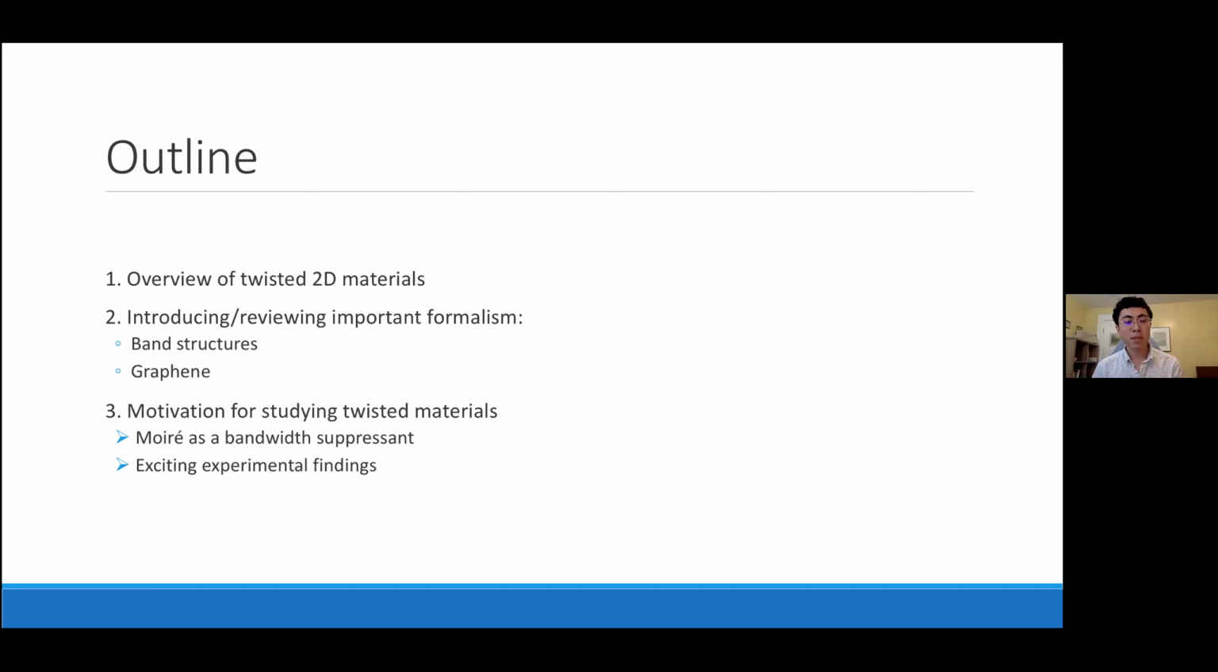And then finally, I'll be motivating the study of twisted materials. So these are echoing some of the results and arguments that people had been making prior to the exciting findings and prior to the more recent experimental uptick in great results. And so then I'll quote at least one of those results as kind of a proof or a demonstration that this sort of reasoning did turn out to be fruitful.